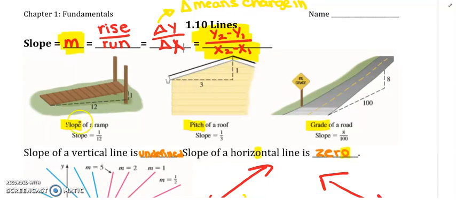Depending on the context, slope is called slope. If I have a ramp, it can be called pitch, the pitch of your roof. It can be called grade, the grade of the road, and all of those mean the same thing. It just depends on the application.